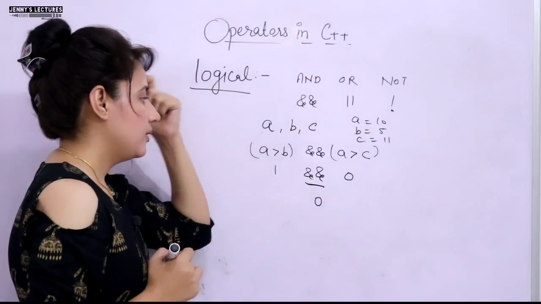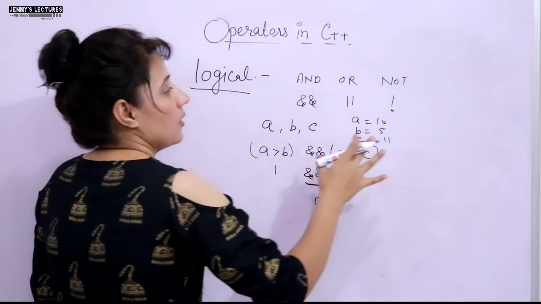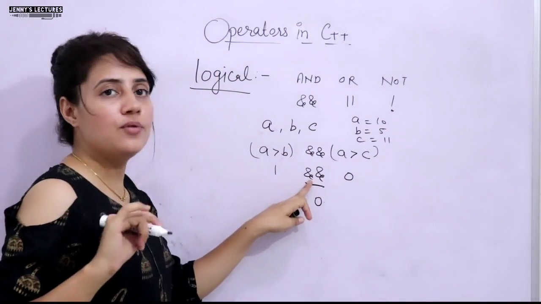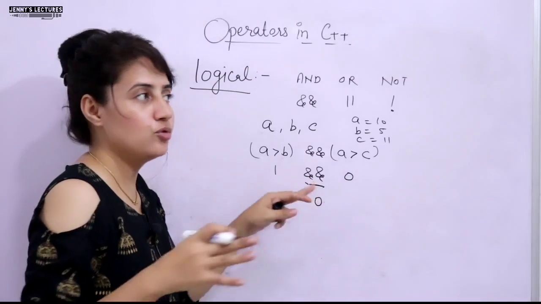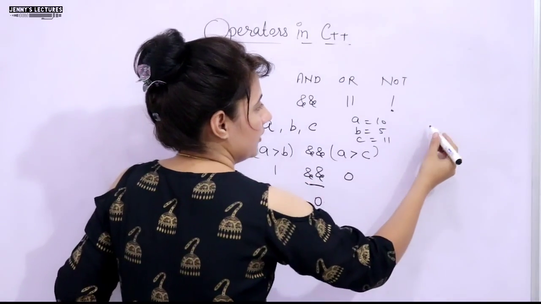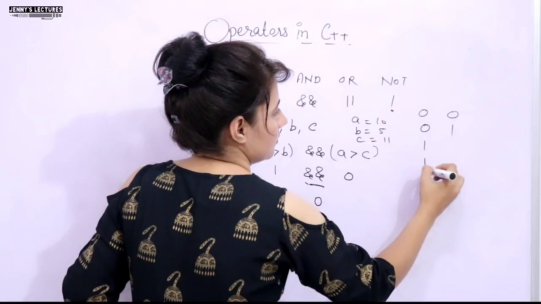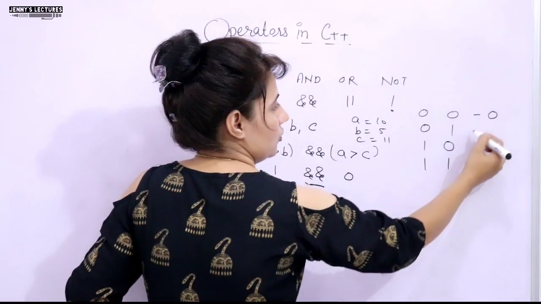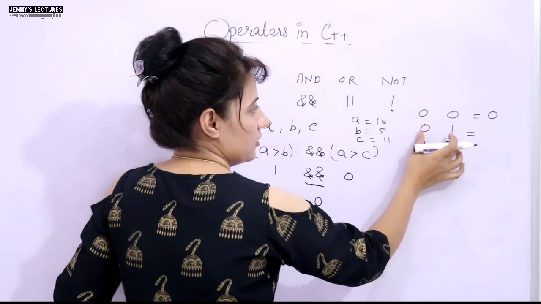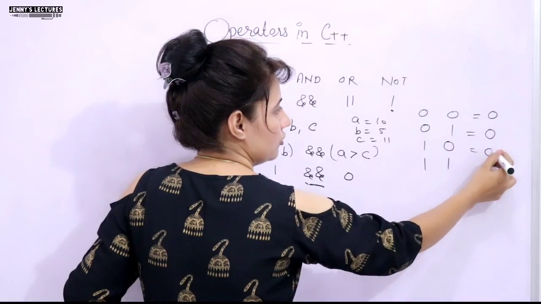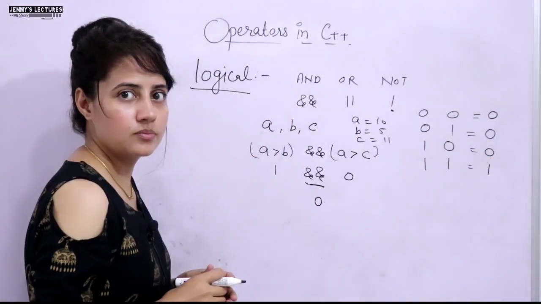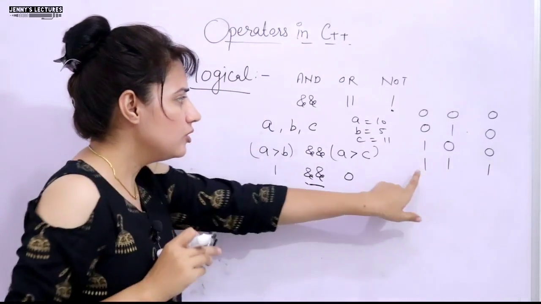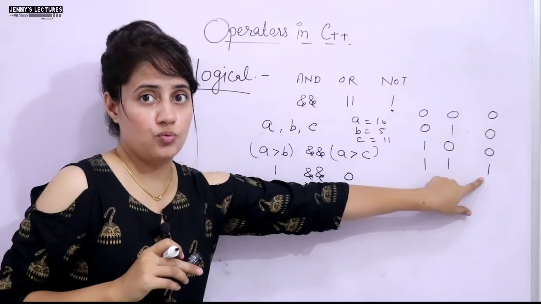Now, how does the logical AND operator work? If both the operands are true, then only it will give a true value, otherwise a false value. The truth table for this logical AND operator is this: if both the operands are 0, or you can say false, it will give 0. If one is true and one is false, then also false, this also false, and this will give true. You can see the truth table for this logical AND. If both the operands are true, then only it will give true, right?